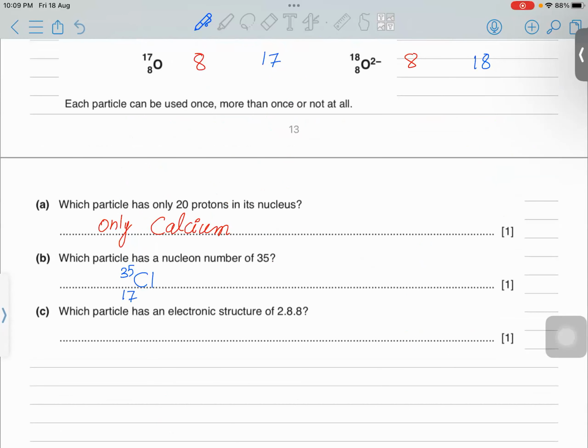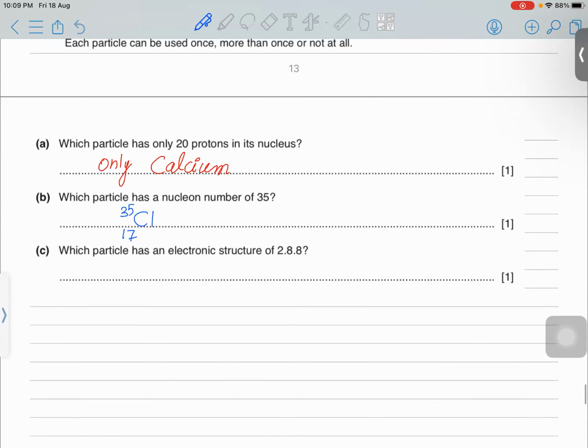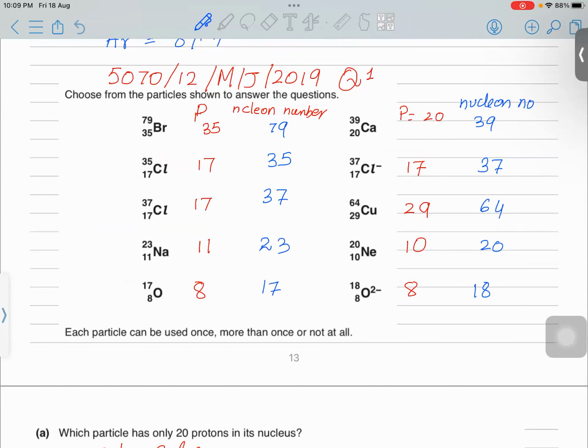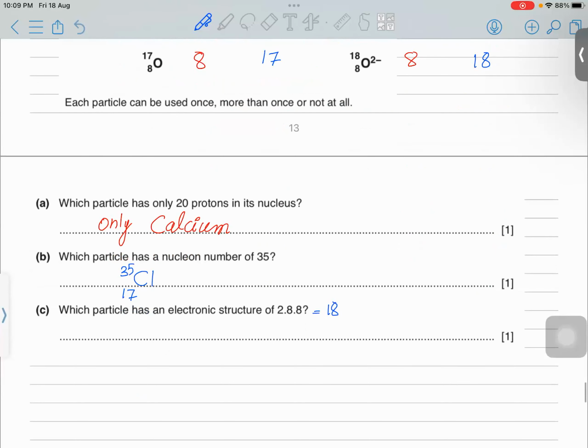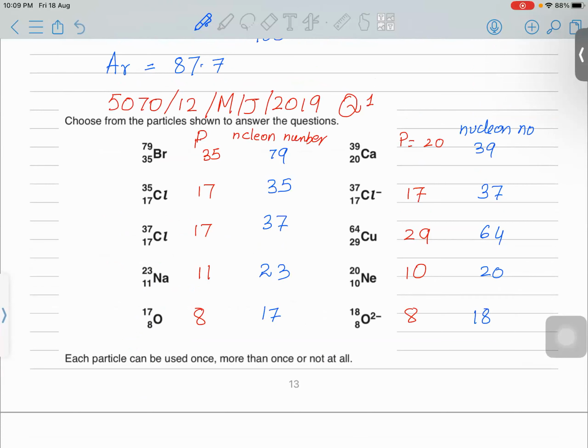Next, which particle has an electronic structure of 2.8.8? So 2.8.8 means 18. Which one has 18? Sir, Cl 37, 17 minus. No, listen. Electronic configuration means number of electrons. So total electrons are 18. Which one has 18 electrons?